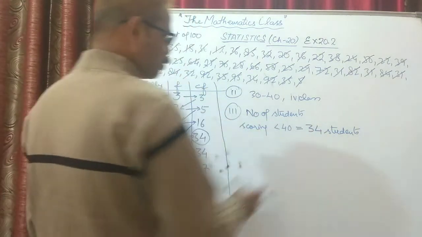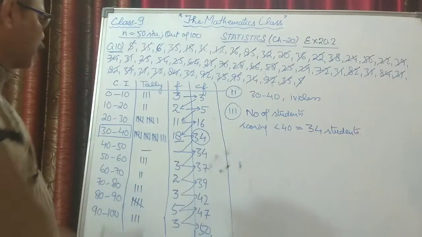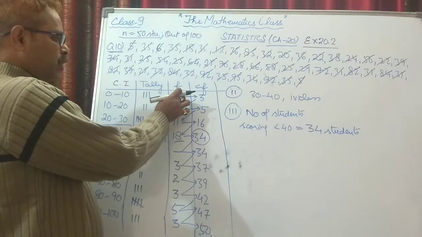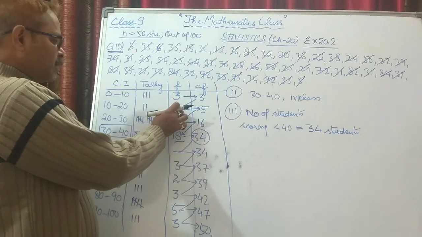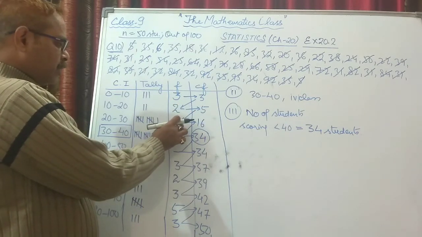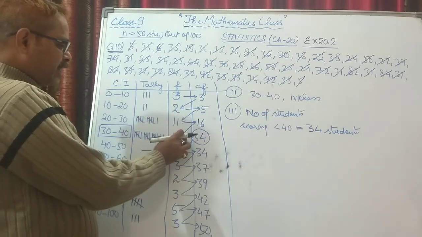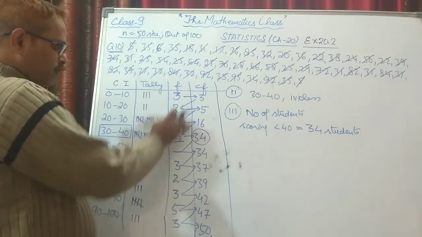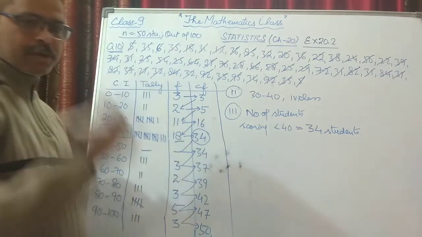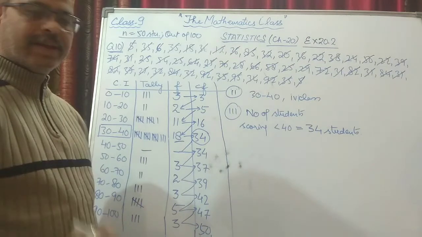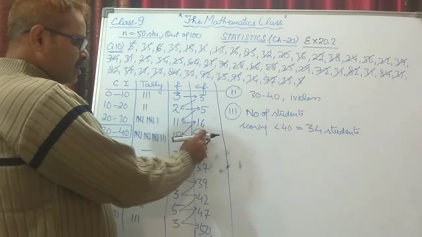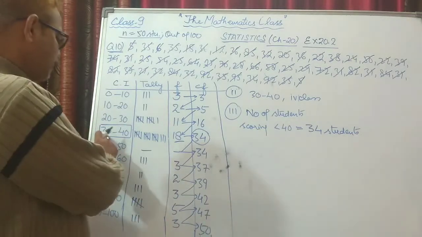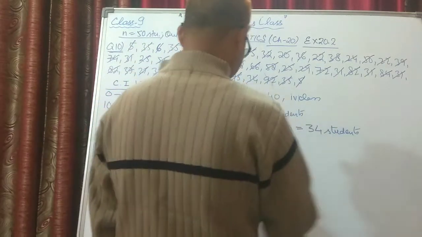So 34 students are scoring less than 40 marks, because 3 of them have scored only 10. 2 of them have scored up to 20. 11 of them have scored up to 30 and 18 of them have scored up to 40. So the total of all these 4 will give you the number of students who are scoring less than 40, and their total is the cumulative frequency. So simply we will write the cumulative frequency of that particular class between 30 to 40. So there are 34 students.